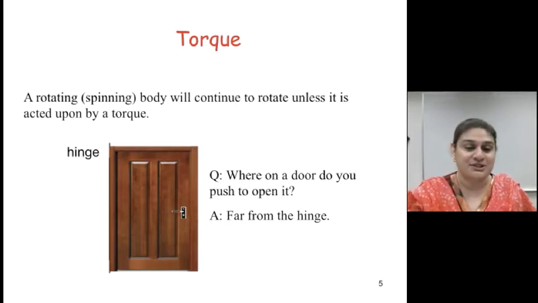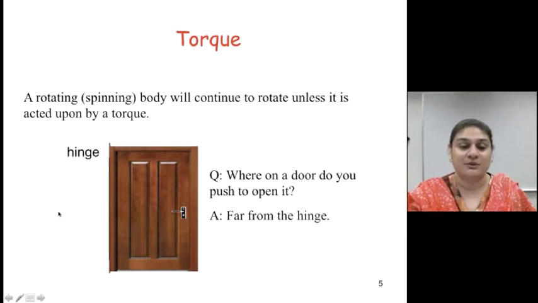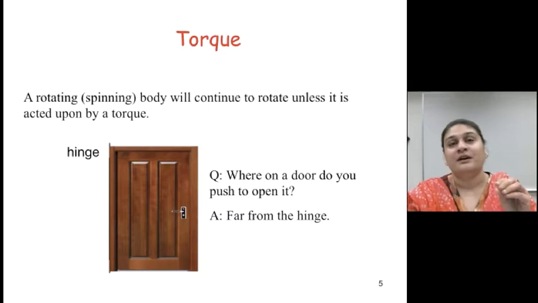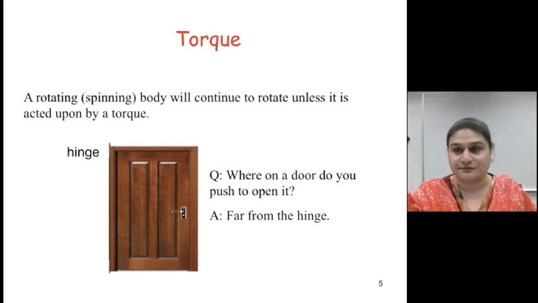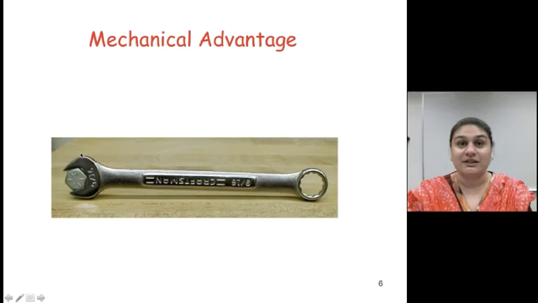So now my next question is, where on a door would you push to open it? Will you push here? If this is the hinge, if you push here, here, here, where is the most likely point to push where you would get the most torque or the least force? So the idea is that you can either apply a large force over a small distance, or a smaller force over a bigger distance, and that is called mechanical advantage.